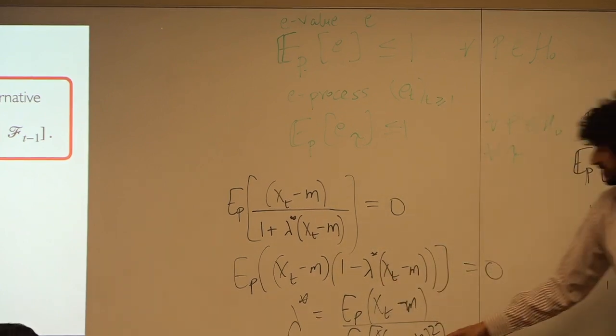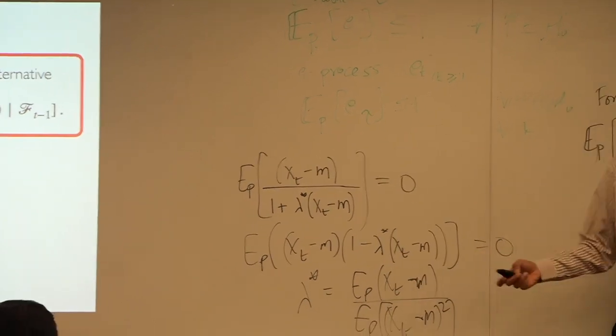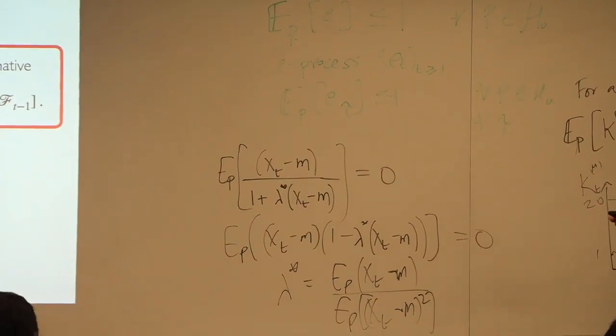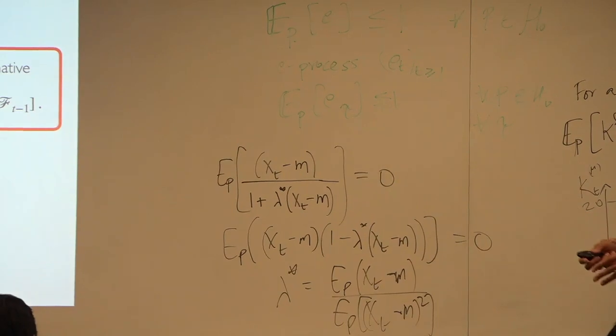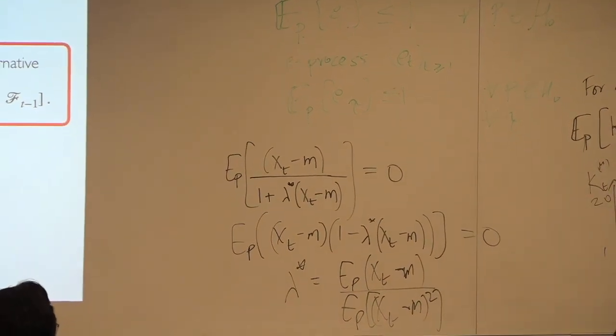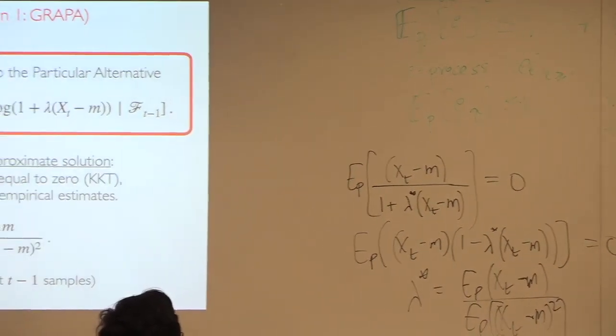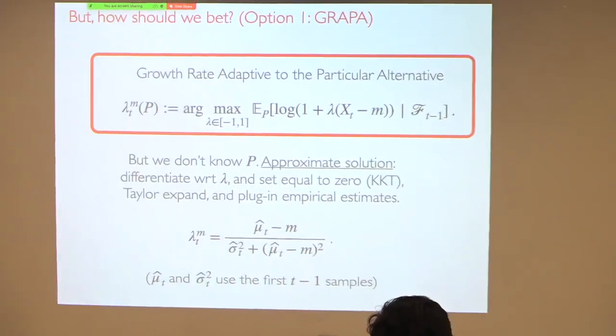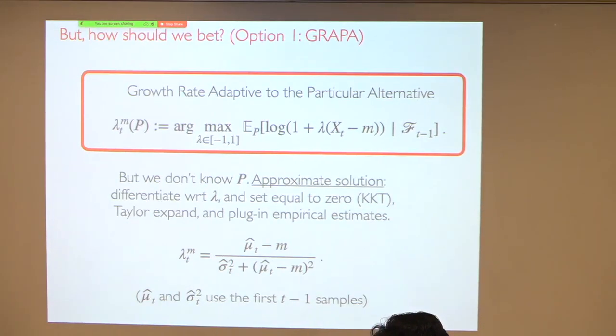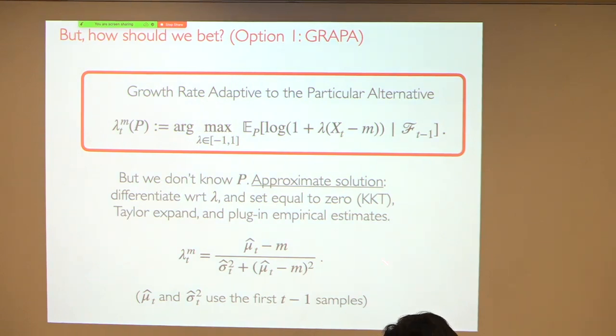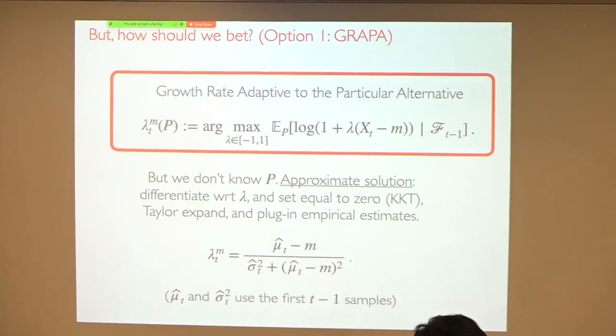And now the problem still remains that I don't know p, but I have data from p, so just plug in. Essentially, you differentiate, set it equal to 0, do a Taylor expansion, and the last step is you just plug in. You have the first t minus 1 data points that you have seen from p, so just plug that in. When you have the expected value of xt, you get the sample mean, and when you have this kind of variance term, you get a sample variance term.